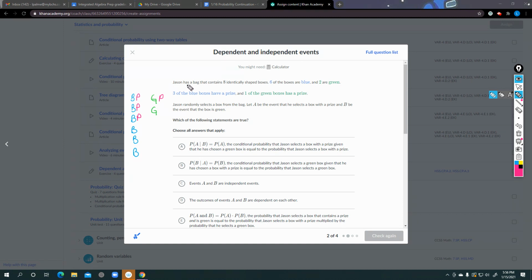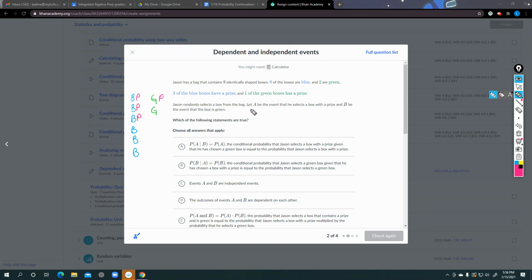So here we have Jason has a bag that contains 8 identical shaped boxes. 6 of them are blue and 2 of them are green. So I did our B's in blue and our G's in green. 3 of those blue boxes have prizes in it. So 3 have prizes, so P for prize in pink, and 1 of the green boxes has a prize. So there we go. Jason randomly selects a box from a bag.